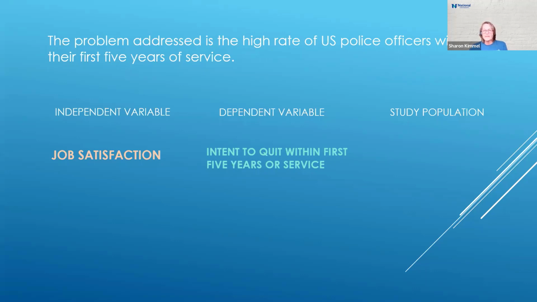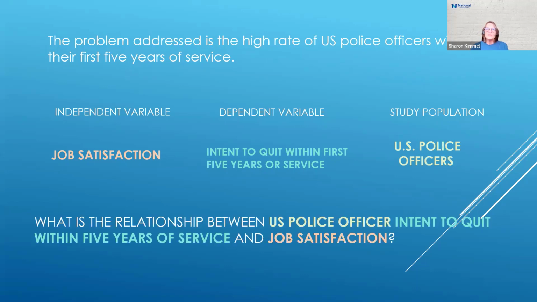And the study population was the US police officers. The research question: what is the relationship between US police officers' intent to quit, the dependent variable, within 5 years, which is the parameters around how the dependent variable will be measured, and job satisfaction.